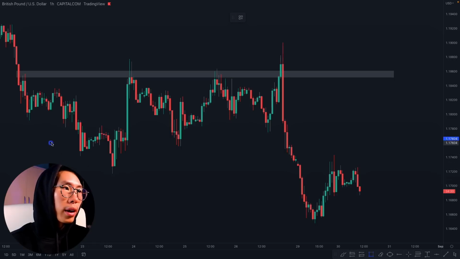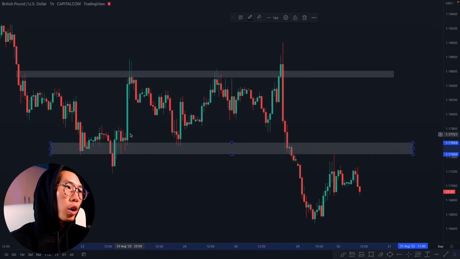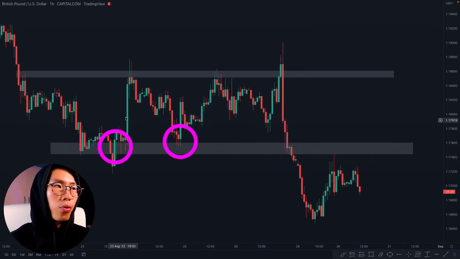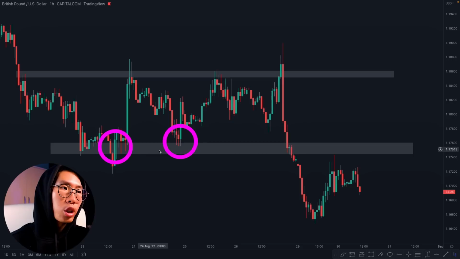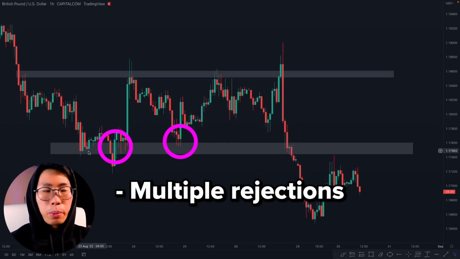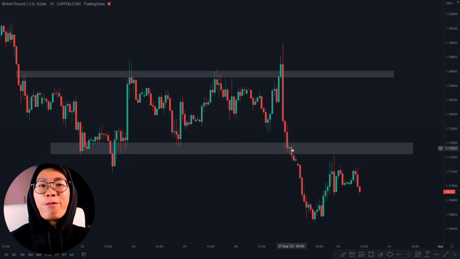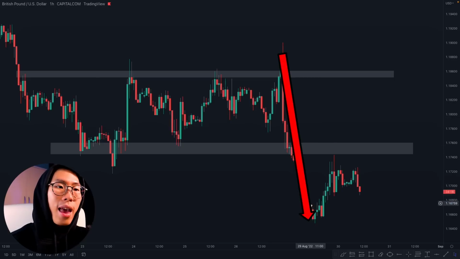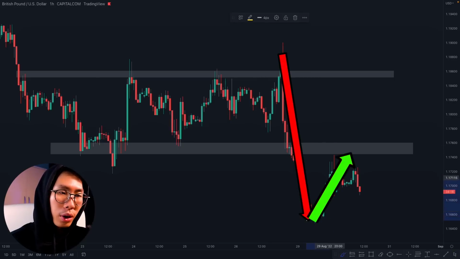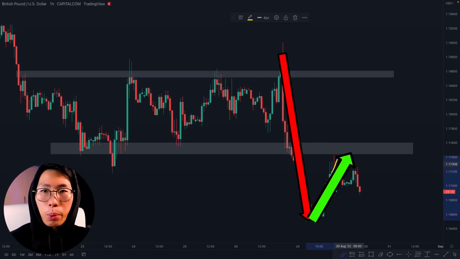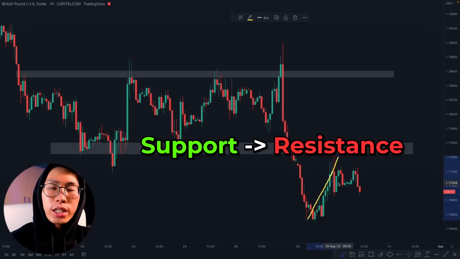And then I can also draw another support level right here because whenever price comes back down here, it always reverses, and this just shows us that this is a very strong support level because there are multiple rejections at this level. And then at this point in time, this is when price has finally broken through our support level, and look at what price did. It came back up here to retest this support level, which now acts as your resistance level.